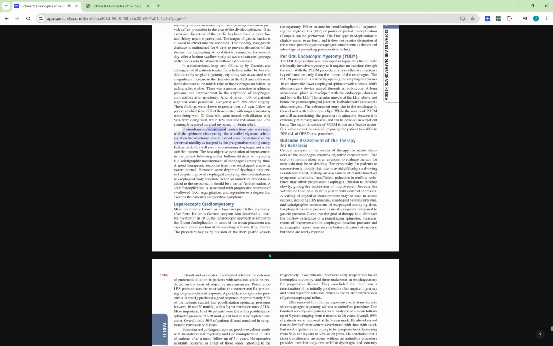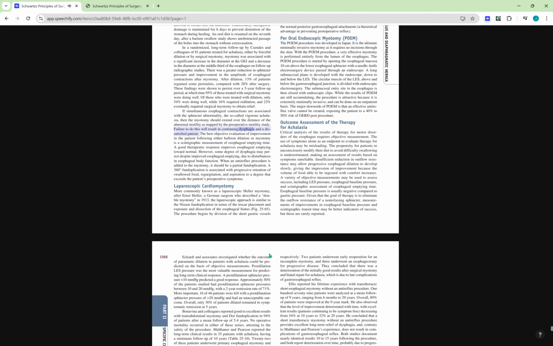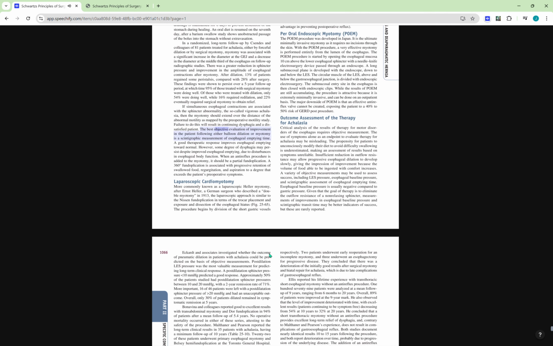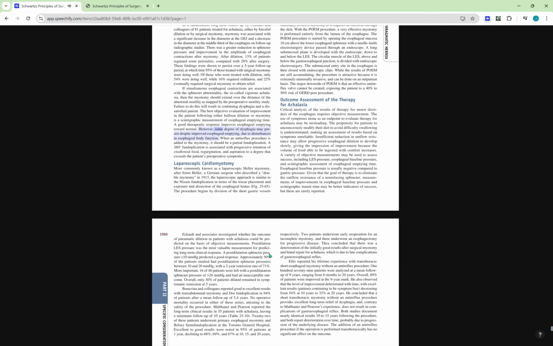If simultaneous esophageal contractions are associated with the sphincter abnormality, the so-called vigorous achalasia, then the myotomy should extend over the distance of the abnormal motility as mapped by the preoperative motility study. Failure to do this will result in continuing dysphagia and a dissatisfied patient. The best objective evaluation of improvement in the patient following either balloon dilation or myotomy is a scintigraphic measurement of esophageal emptying time. A good therapeutic response improves esophageal emptying toward normal. However, some degree of dysphagia may persist despite improved esophageal emptying due to disturbances in esophageal body function.